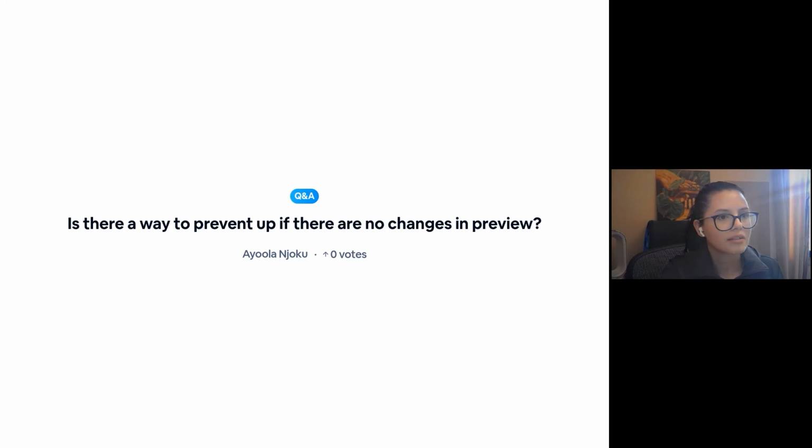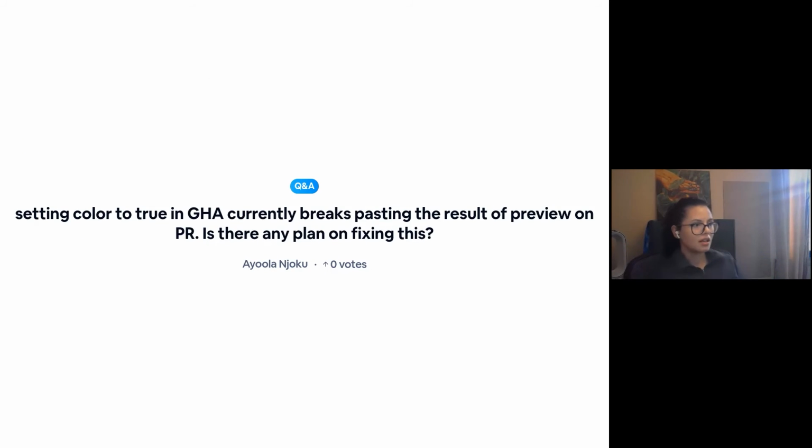Let's see, looks like we have another question here. Setting true color, looks like there is perhaps some kind of bug in our GitHub Actions. If that's the case, our GitHub Actions is open source. What I would encourage you to do is go ahead and create an issue if there already isn't an issue created for the particular bug that you're facing.